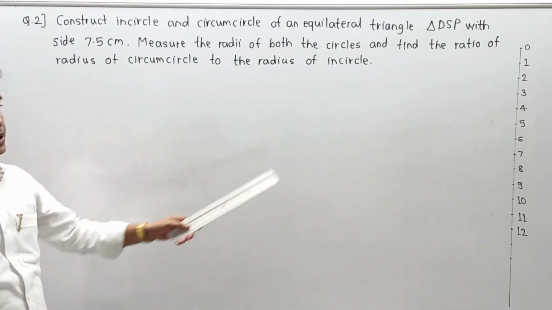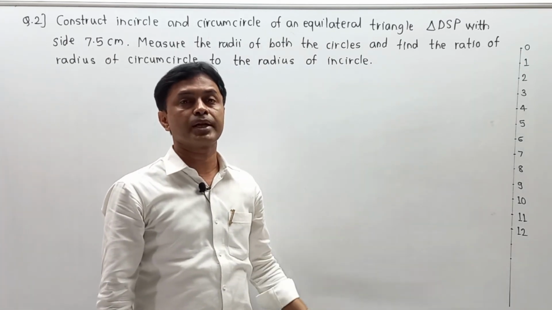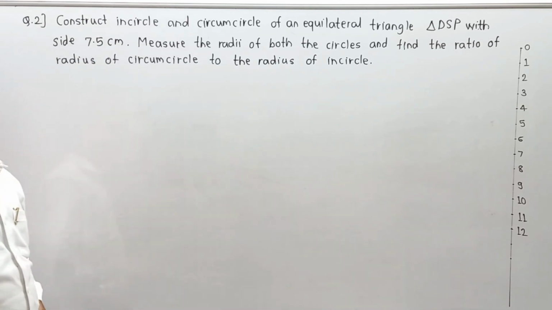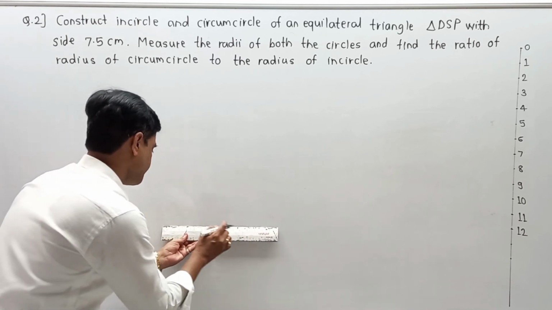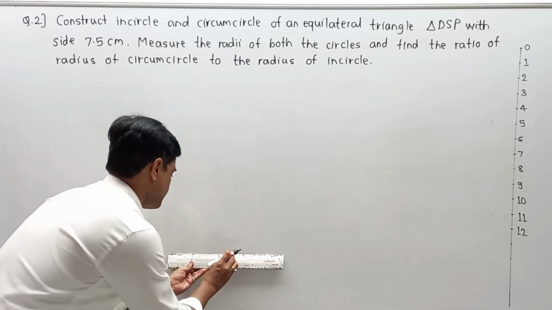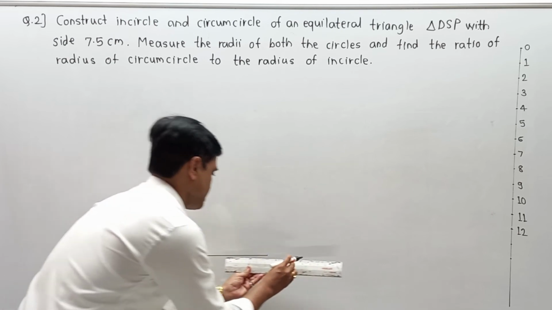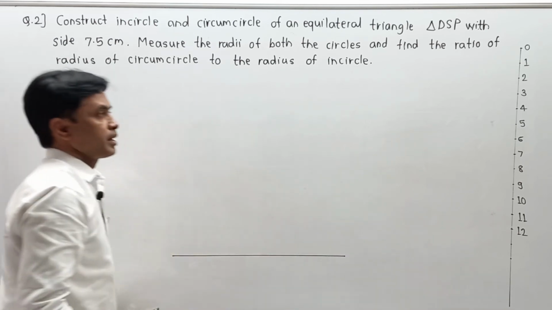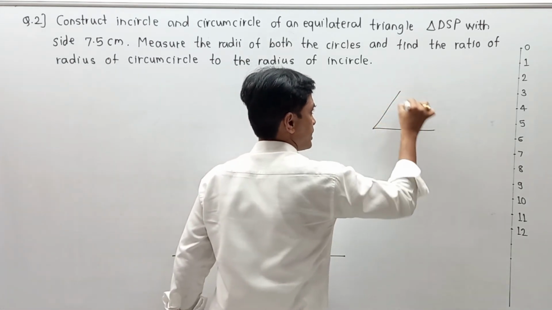Now they have given this question and I have drawn one line diagram in front of you so that we can take the measurement according to that structure. First of all, we have to draw triangle DSP of side 7.5 centimeter, and it is an equilateral triangle. So first of all, I am going to start a part over here. Now, roughly, I am going to draw a triangle DSP.